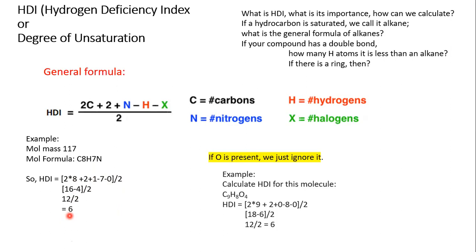And you can have any other molecular formula of this type, and you can calculate HDI. Just remember one thing: if oxygen is present in your compound, just ignore it, okay? For example, you have this molecule, C9H8O4, and you are asked to calculate its HDI. How can you do it? Just use this formula and ignore oxygen. When you do this, you will get your HDI. So this is a simple way to calculate HDI, okay? And you should do a lot of practice so that you are well-versed and strong in calculating HDI, okay?